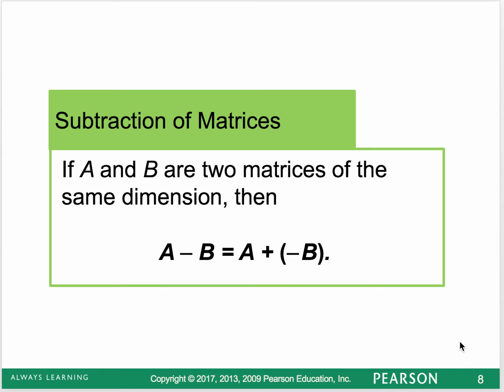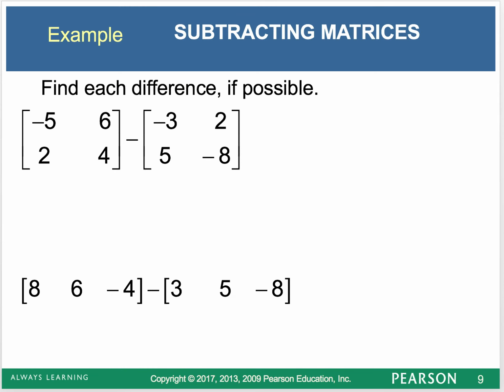Subtraction of matrices is the same thing. They're saying you just add the negative, but we don't even have to go to that much thought. You just do what you would naturally want to do. Again, they got to be the same size, and they are. So I know my final matrix is going to be a 2 by 2. -5 minus -3. So -5 plus 3. 6 minus 2. 2 minus 5. And 4 minus -8, so 4 plus 8.